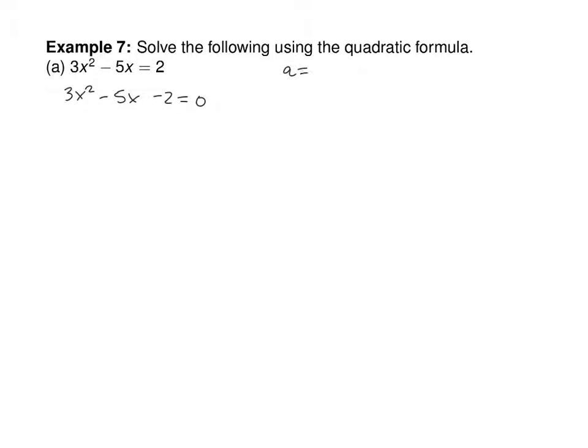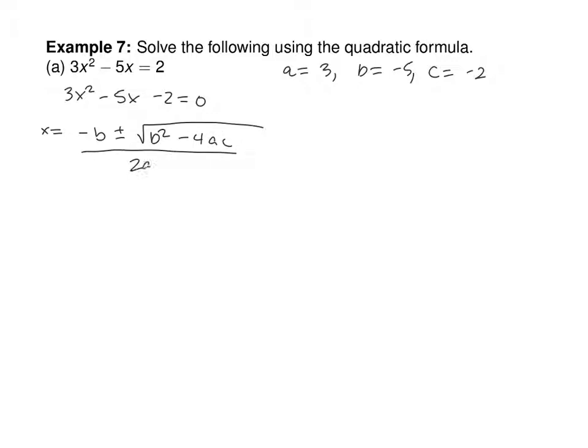And then your A is the coefficient of the x squared. So A is 3. The B is, and the C is, okay. And so I'm gonna write the formula down. Negative b plus or minus the square root of b squared minus 4ac over 2a.